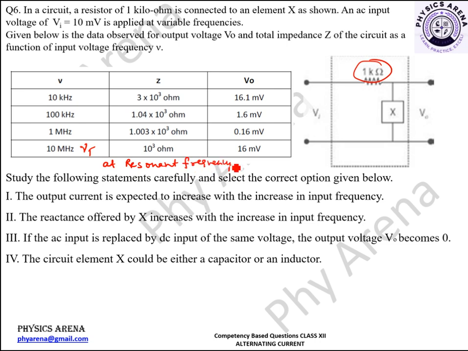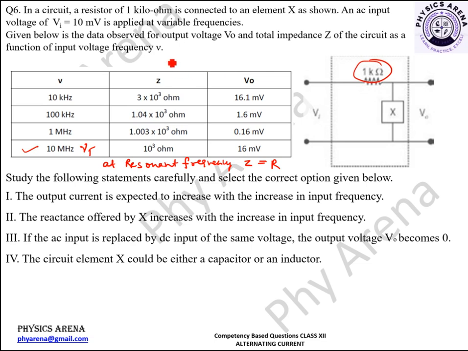the value of impedance Z becomes equal to R. And that is evident from the fourth entry in the table, that at 10 megahertz, the impedance is 10 to the power 3 ohm. So this is the resonant frequency. And the value of impedance is decreasing with increase in frequency.